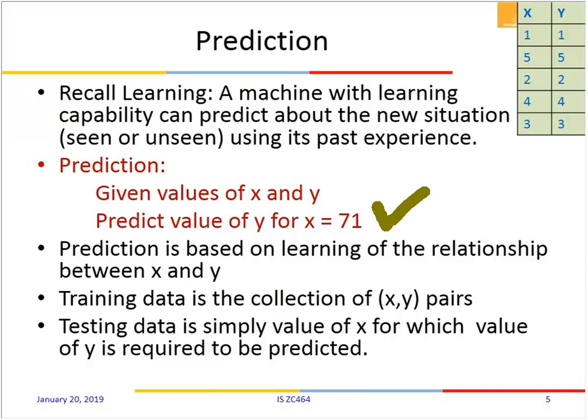So prediction is based on learning of the relationship between x and y. Then the training data is the collection of x-y pairs. When x is a single variable, then we say that it is a univariate relationship, univariate observation. And when multiple variables define the input, then we say that it is multivariate data. And then testing data is simply the value of x for which the value of y is required to be predicted.